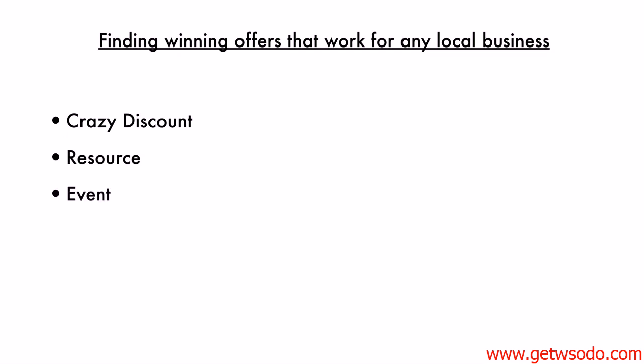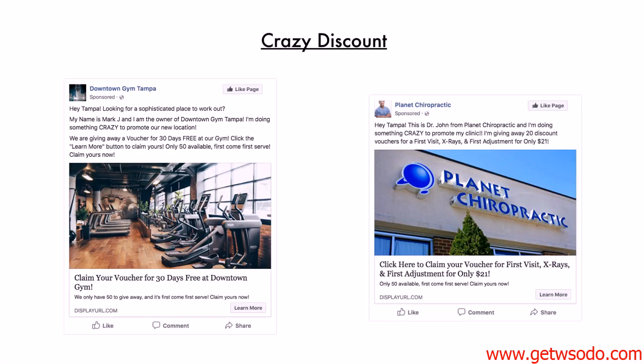The third is event. This is where we want to get prospects to an event so our client can close them and create customers. And the final one is a quiz. And the quiz is where we ask a prospect a variety of questions in order to give them some sort of answer, and then our client contacts them to give them the answer and turns them into a customer. So let's look at some examples for the crazy discount offer. These are two really good examples.